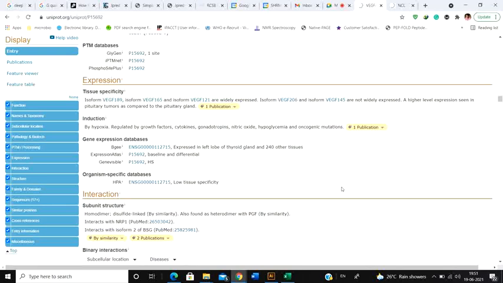What? That are formed by this alternative splicing, right? So that's why you get to see different isoforms. So see, in this particular case, the isoforms 189, 165 and 121 are widely expressed, whereas 206 and 145 are not widely expressed. Okay, and they have a higher expression in the pituitary tumors as compared to the pituitary gland. So in this particular case, the particular protein is highly expressed.